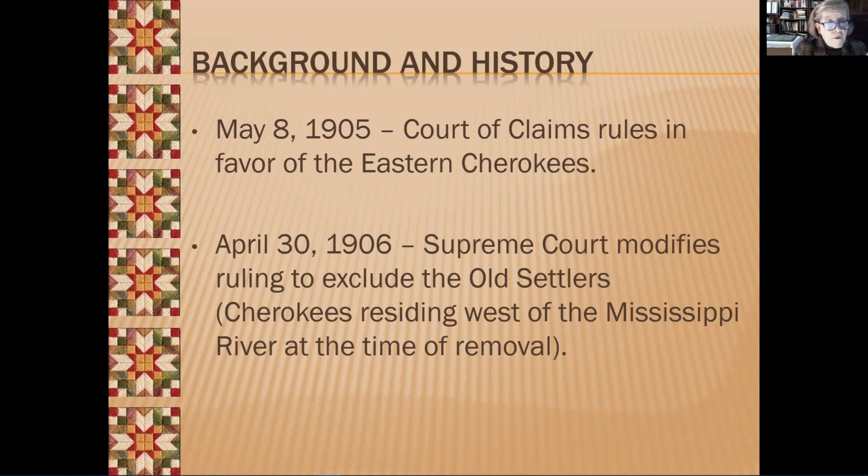However, before anything else takes place, a year later, they modify the rule to exclude the old settlers. The old settlers were the individual Cherokees that removed voluntarily prior to the forced removal. So if your ancestor was an old settler and had removed prior to the forced removal in 1838, then they will not be included on the Guion-Miller roll. So the Guion-Miller roll is only going to be individuals who participated in the forced removal.